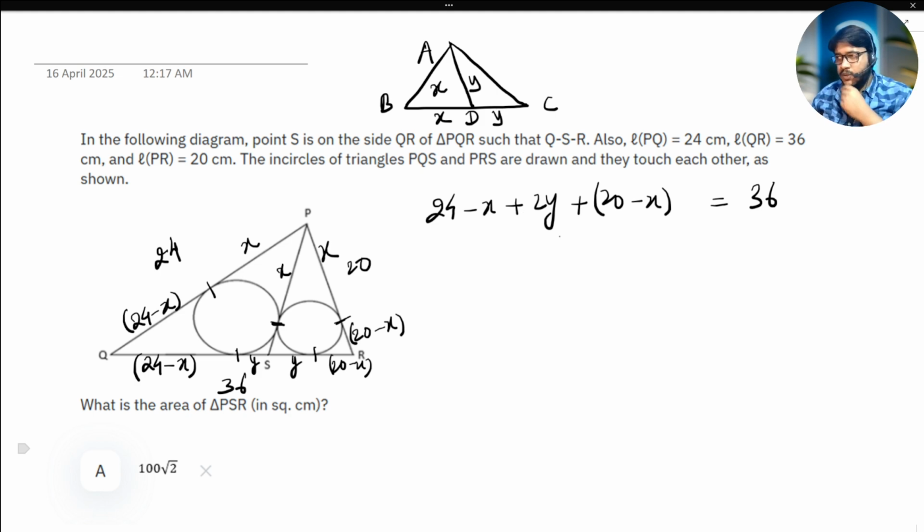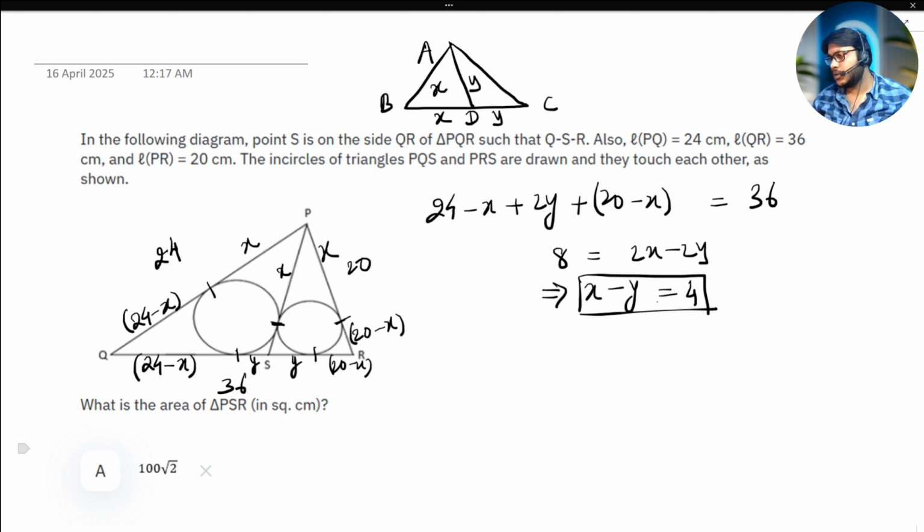This will be 2x minus 2y, which will be 44 minus 36, that is 8. This implies that x minus y comes out as 4. Great. What about the area of the triangle?